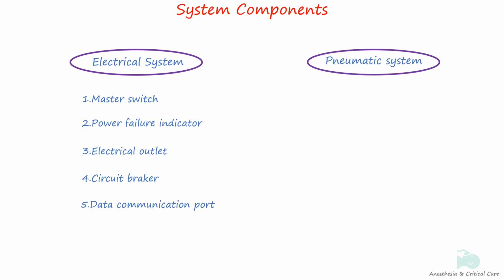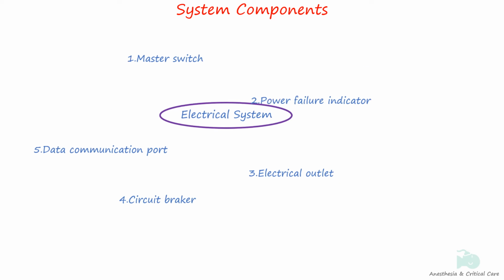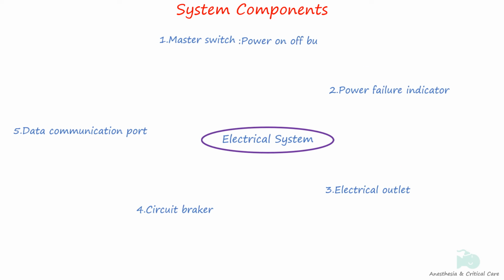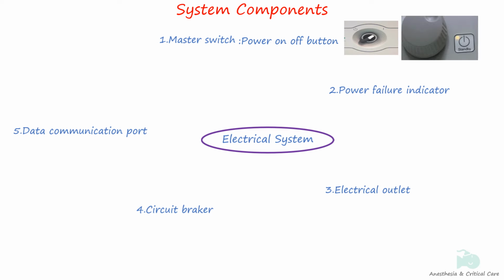The pneumatic system deals with the pressure, which is grouped into high, intermediate, and low-pressure systems. The master switch activates both electric and pneumatic functions of the machine. It has a standby mode for quicker power-up. Most anesthesia machines are equipped with visual and audible indicators to alert anesthesia providers to the loss of main power. They are also equipped with a rechargeable battery, and it's important to verify that machines are always charged for reserve supply.